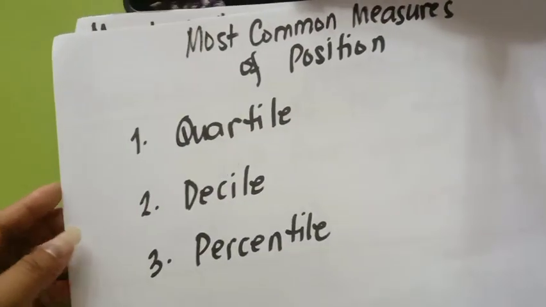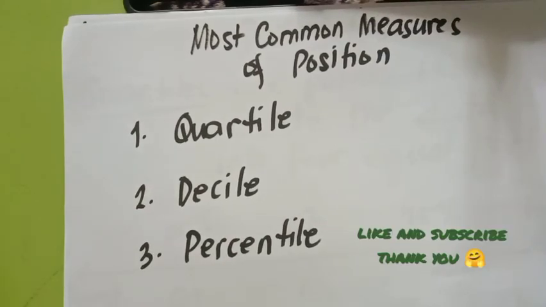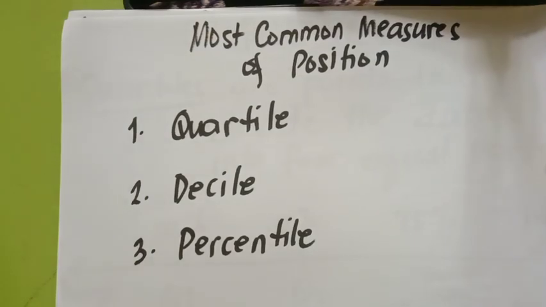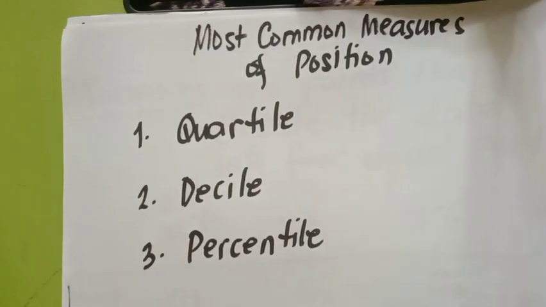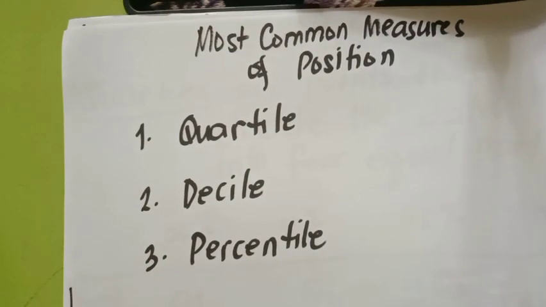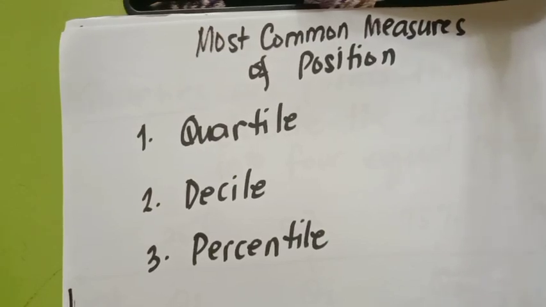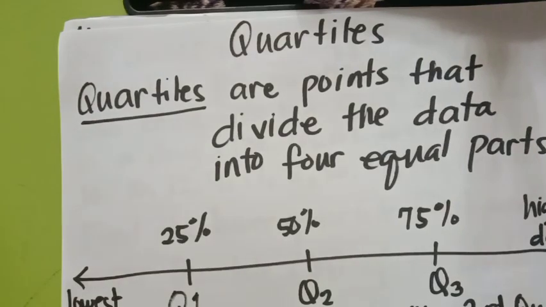So there are three common measures of position. Ito yung pag-aaralan natin for fourth quarter: quartile, decile, and percentile. For this particular video, ang una muna nating i-illustrate is how to find the quartiles. When we say quartiles, from the word quart, di ba? When you say quart, it means 4. So quartiles are points that divide the data into 4 equal parts.